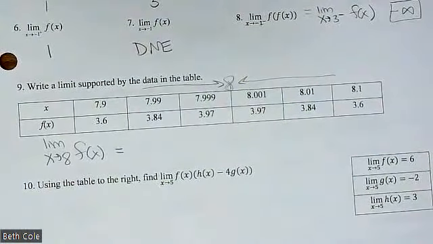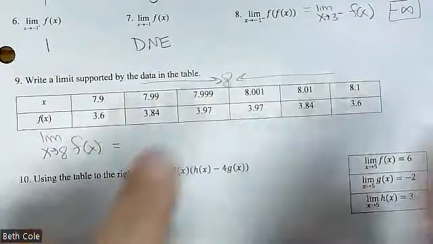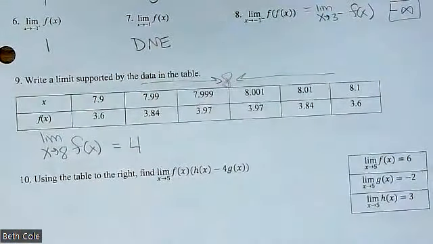Okay. Of the function equals, and where are both sides headed? Where are your f of x values headed? Yeah, 4. Good. Nice. Most of these translate to multiple choice questions.